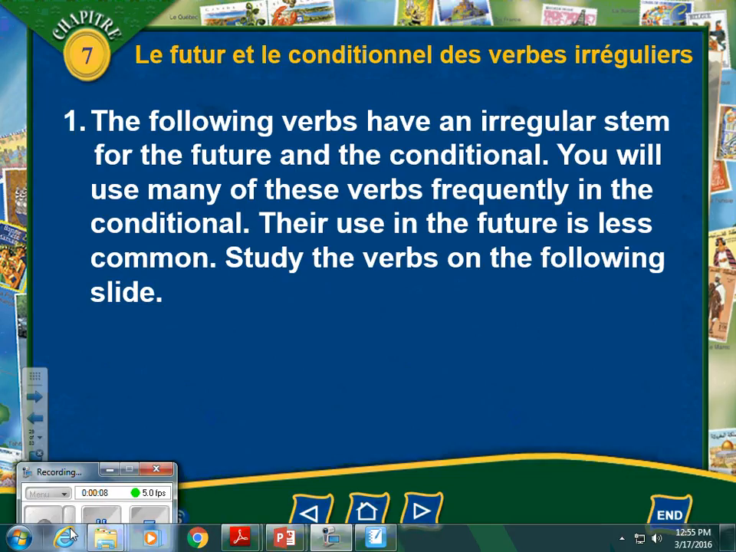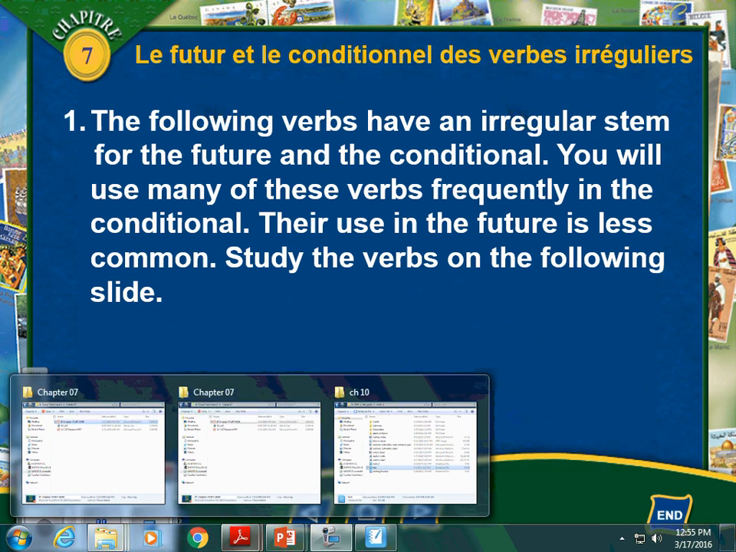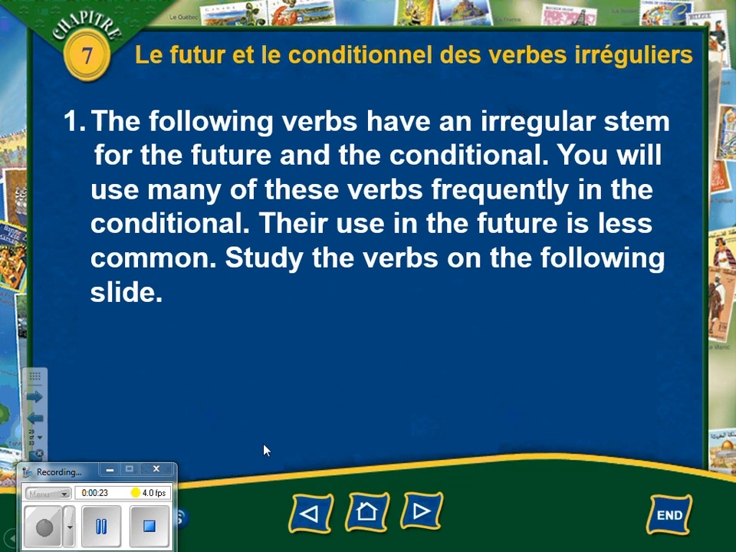Well, we're going to look now at the irregular verbs in the future and the conditional. And all that means really is that they have an irregular stem. You've already done this for être, aller, avoir, and faire. Now we're going to look at the other irregular verbs that you know. Okay, ready?